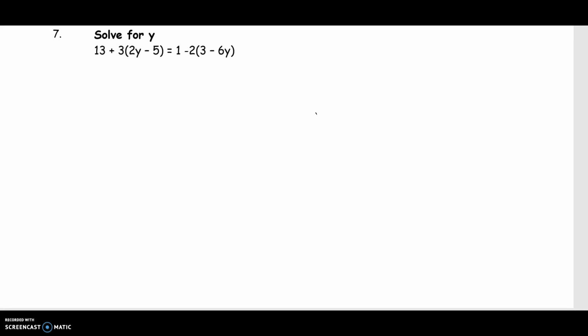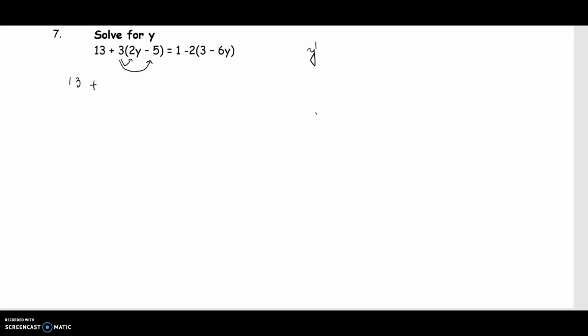Here is a linear equation in y, and it's linear because the exponent on y is 1 and there's only one variable in this equation. Now simplify both sides first. So we have 13 plus, use the distributive property to simplify this expression.